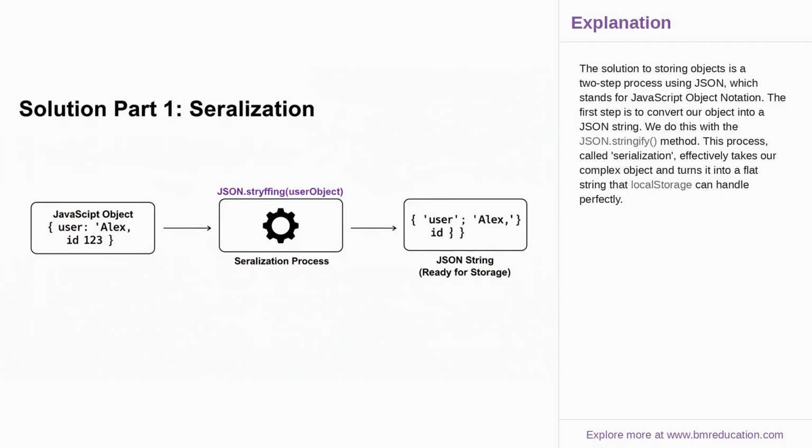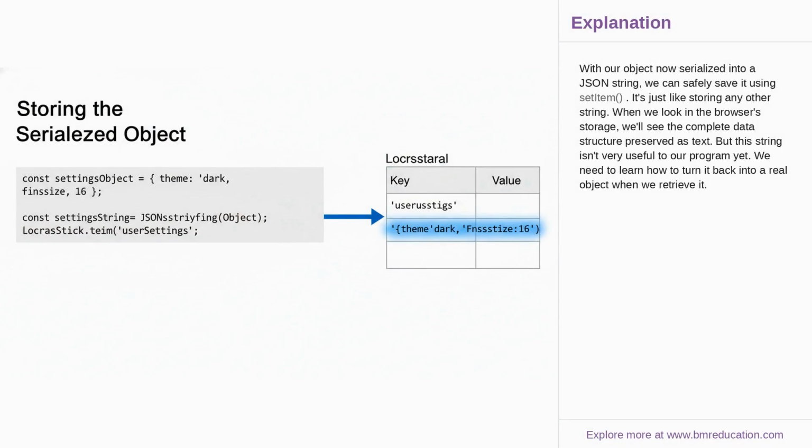This process, called serialization, effectively takes our complex object and turns it into a flat string that local storage can handle perfectly. With our object now serialized into a JSON string, we can safely save it using setItem. It's just like storing any other string. When we look in the browser storage, we'll see the complete data structure preserved as text. But this string isn't very useful to our program yet. We need to learn how to turn it back into a real object when we retrieve it.